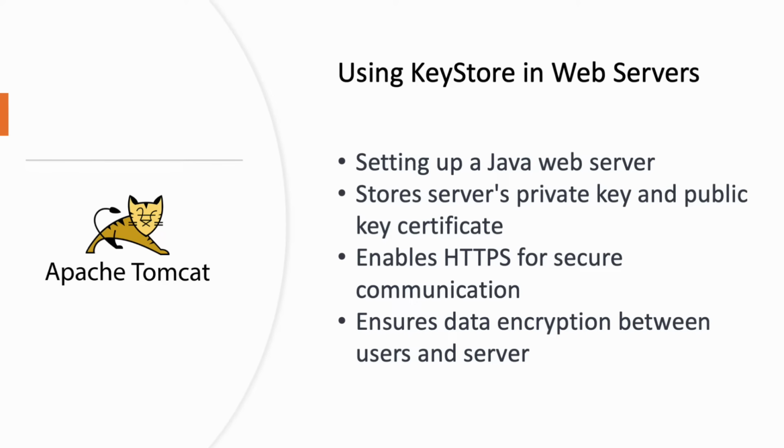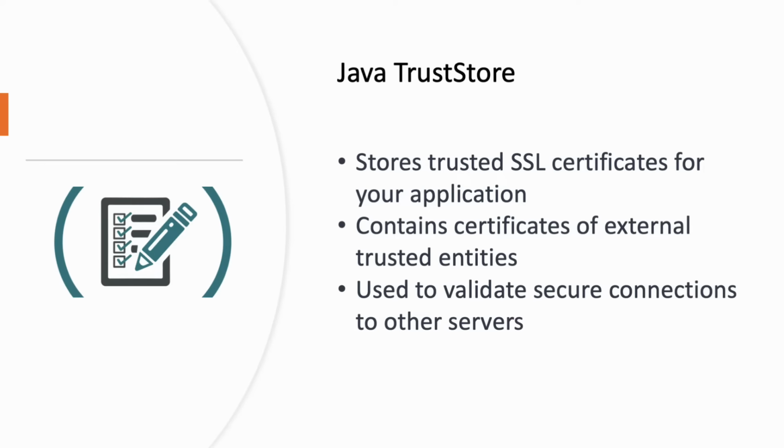For instance, if you're setting up a web server in Java, like Apache Tomcat, and you need to allow secure communications with it via HTTPS, you'll store the server's private key and public key certificate in a key store. This ensures that when users connect to your server, the data exchanged is encrypted using these keys, keeping the communication secure. Now, let's talk about Java TrustStore.